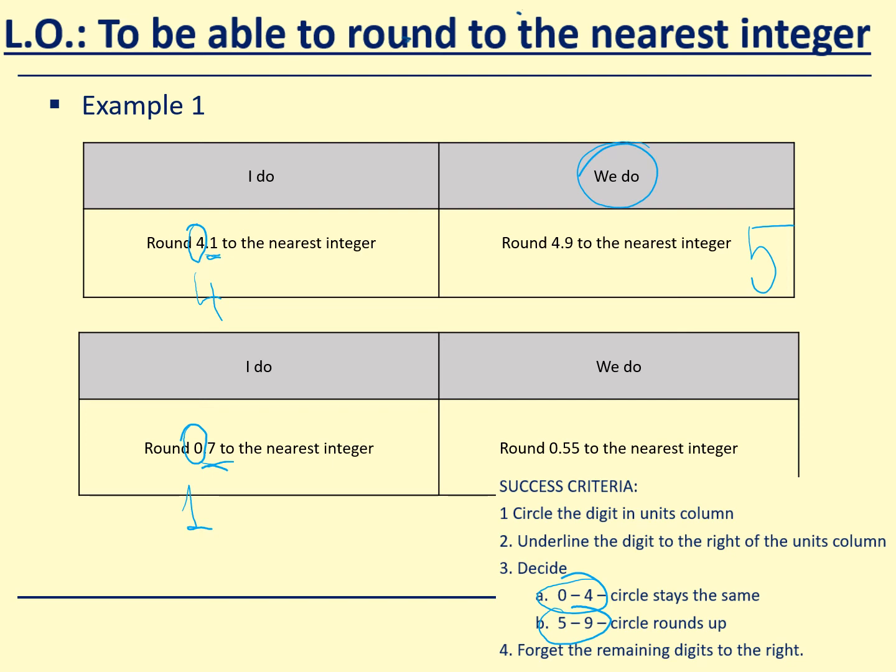Pause this video and have a go at we do. Okay, if you have 1, well done. 0.55 to the nearest integer is 1.